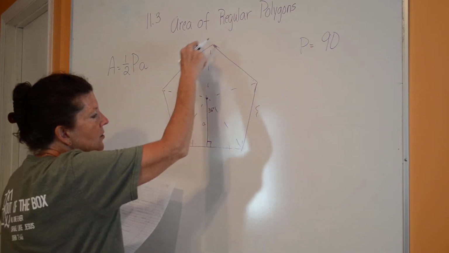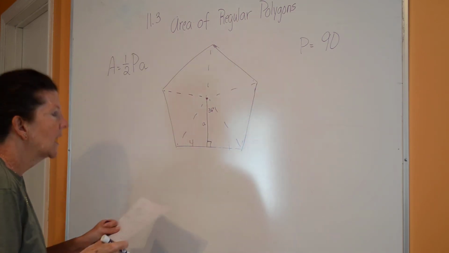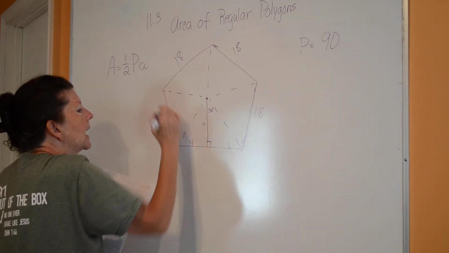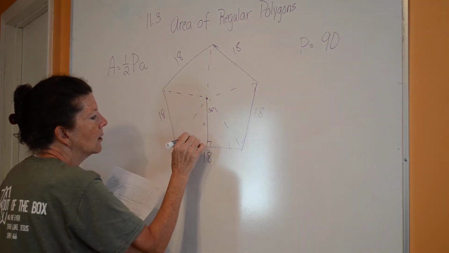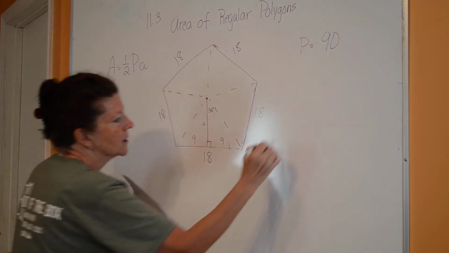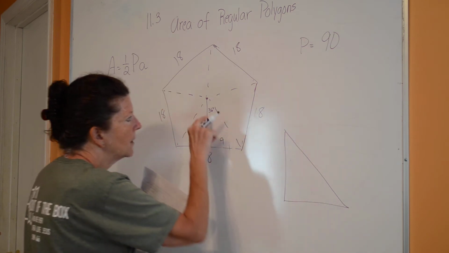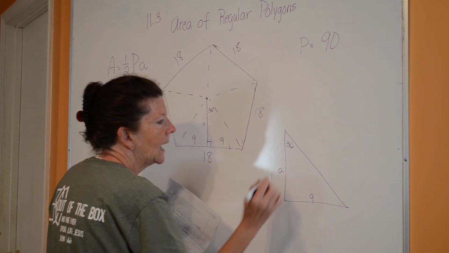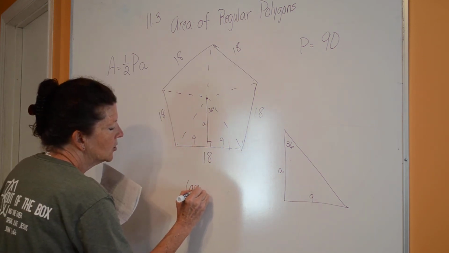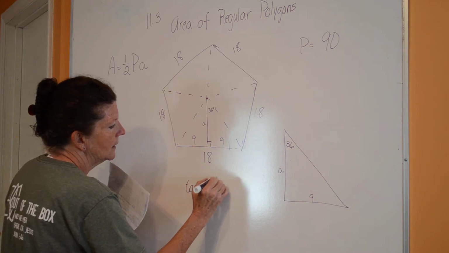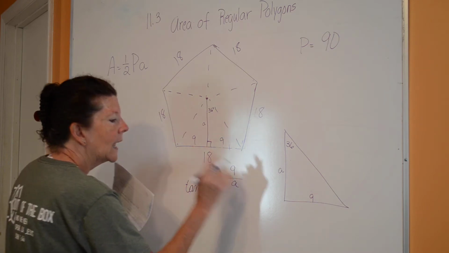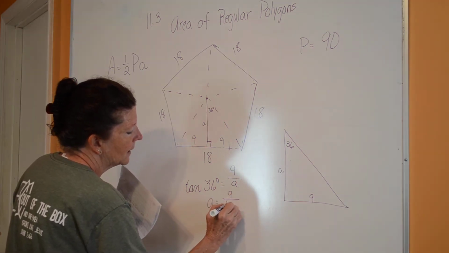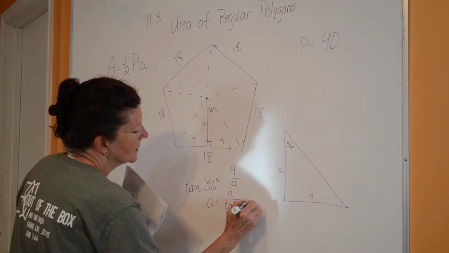I need to know what each of these sides are, so I have 90 divided by 5. So each side is 18, and I have to know that in order to know down here that each one of those is 9. So here's my triangle that I'm going to use to find my apothem. I have 36, I have 9, and I need A. So again, tangent of 36 degrees is equal to 9 over A. You would continue to work it out and figure out that A is equal to 9 divided by the tangent of 36 degrees.